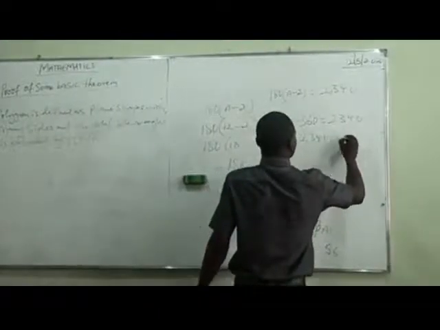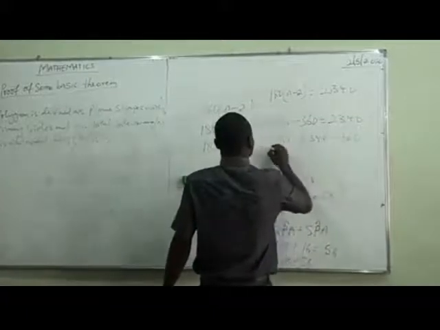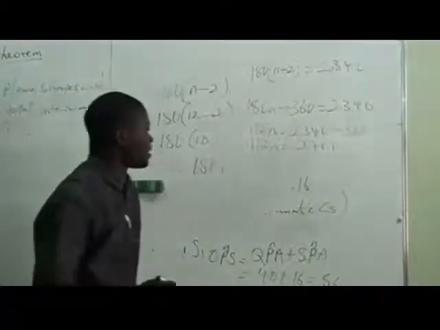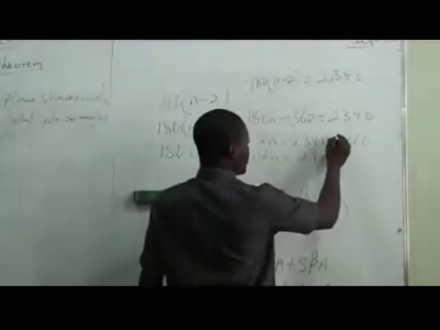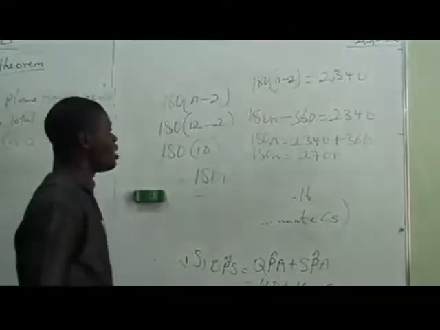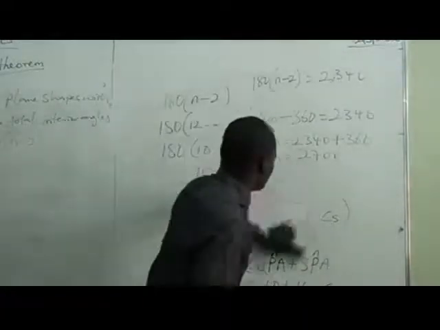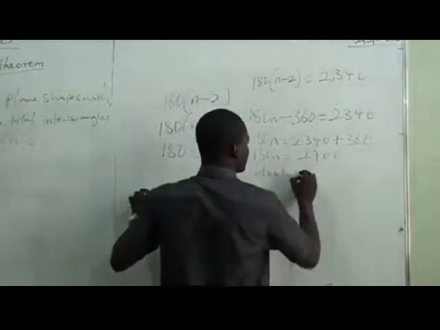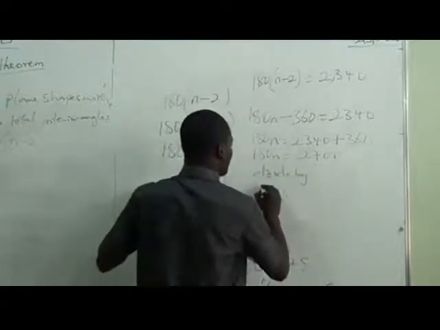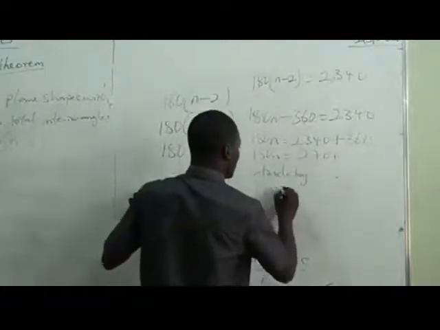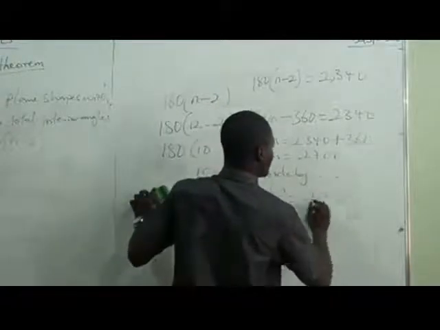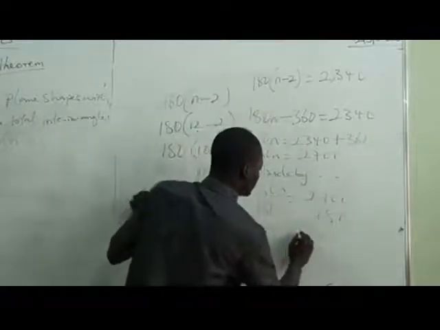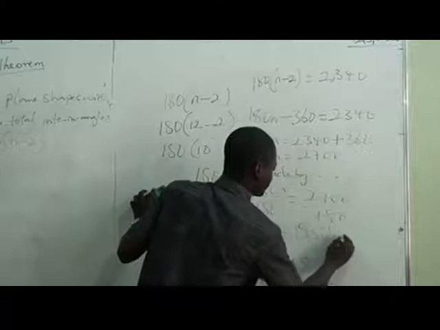Now 180n, this is going to cross the other side, will now become what? 2340 plus 360. 180n becomes what? 2700, because when this thing crosses over, it's going to be plus, remember? So it's going to give you 2700. You divide both sides by the coefficient of n, which now becomes what? 180 over 180. 2700 all over 180, n is now equal to 15 sides.